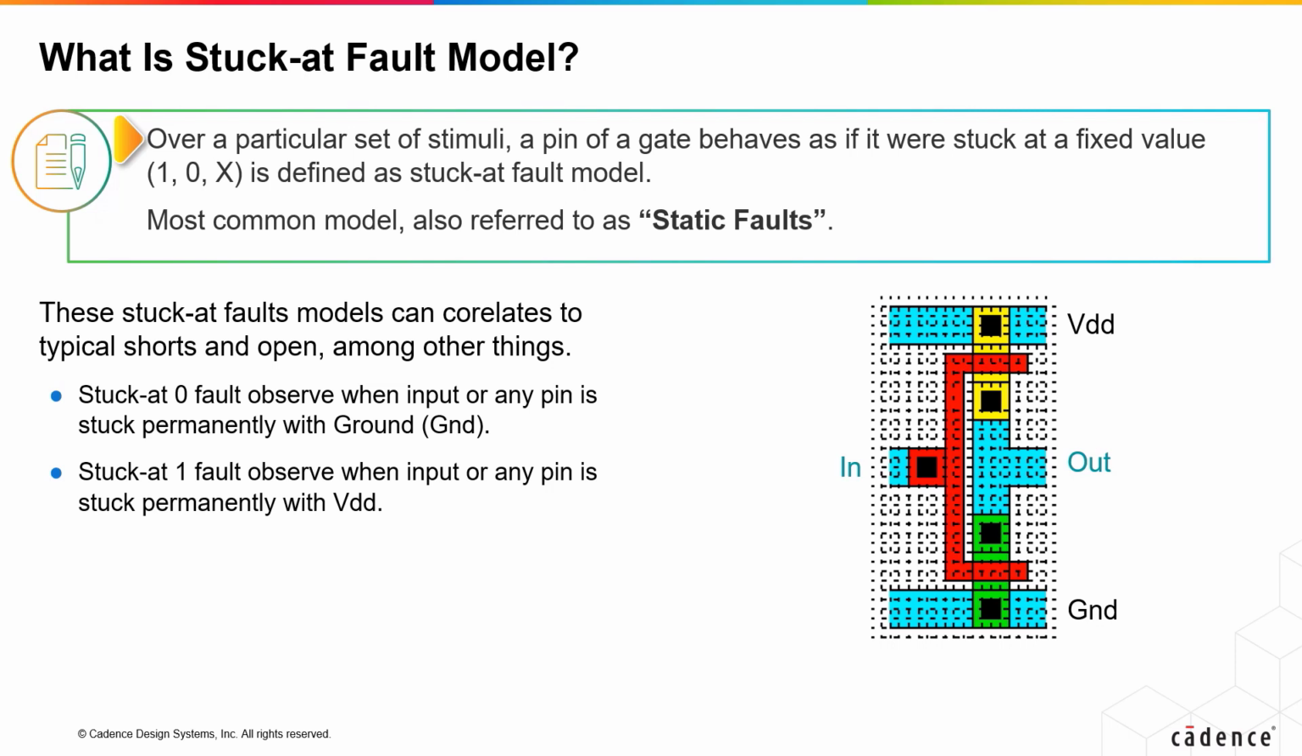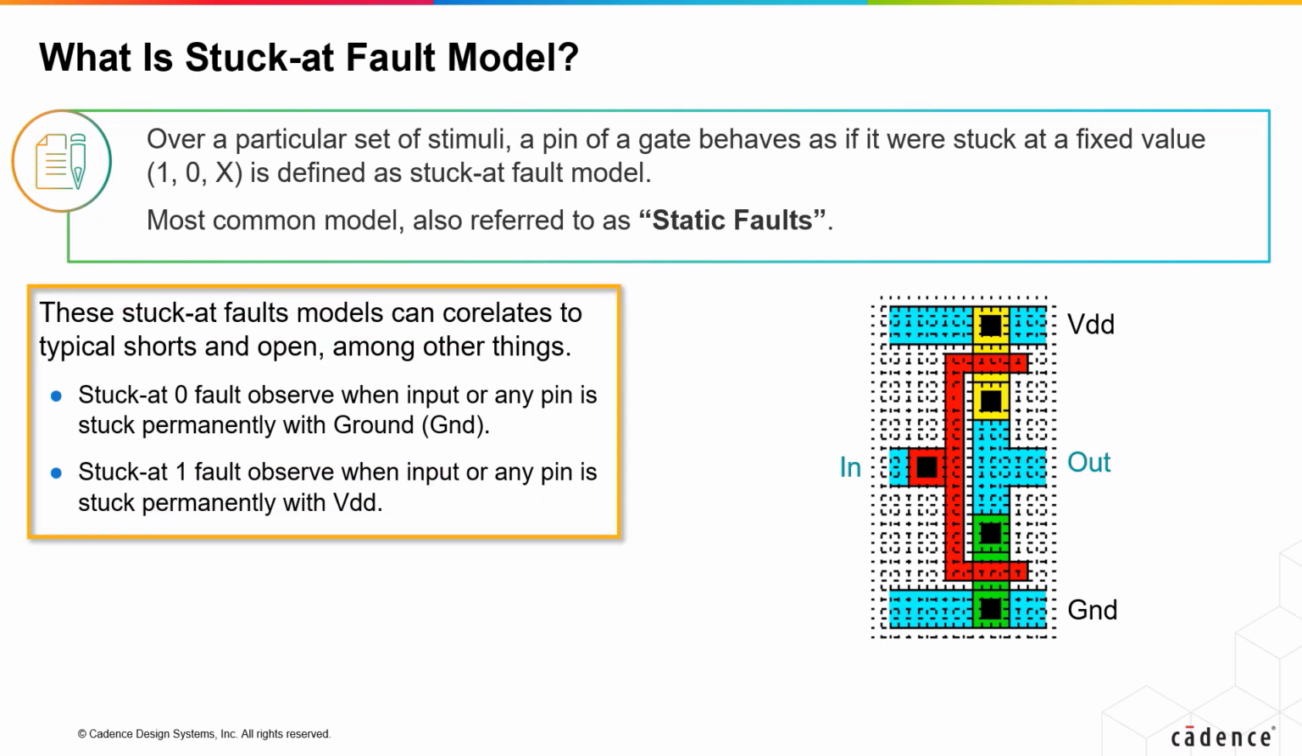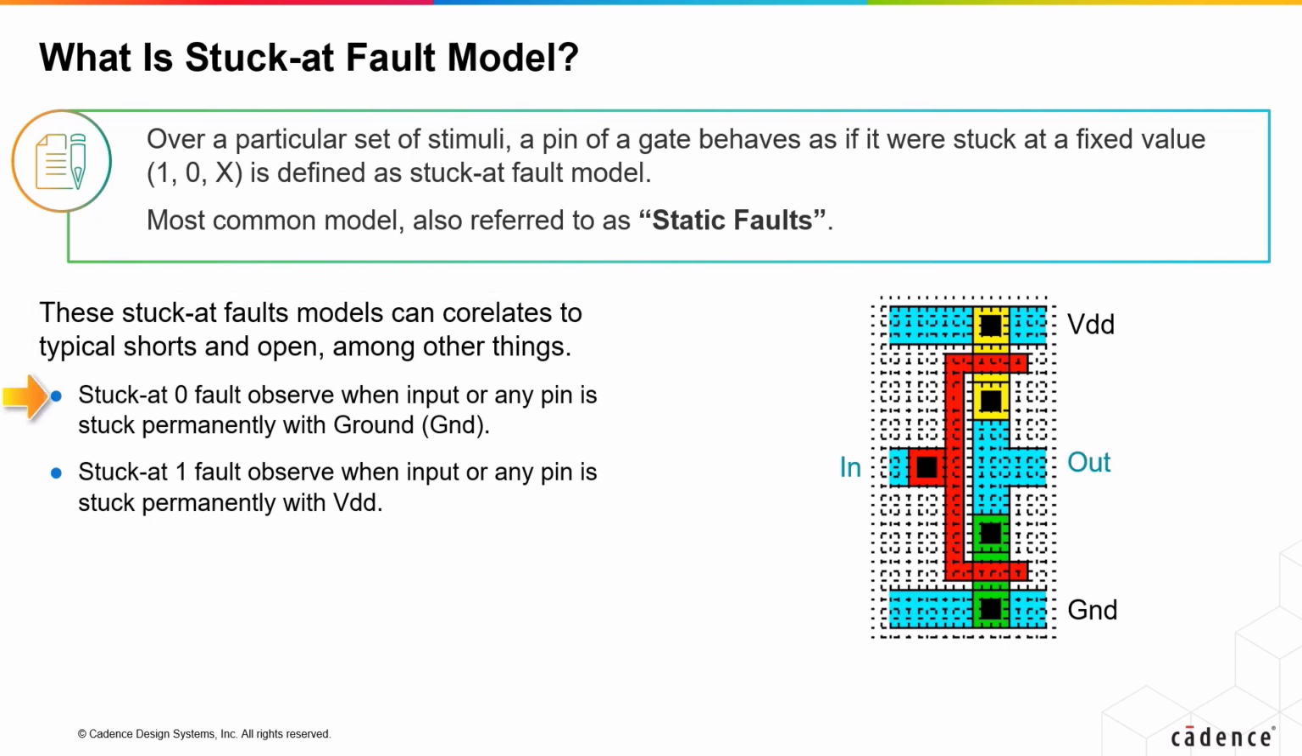The stuck-at fault model is also referred to as static faults, because the behavior does not vary with time. These days, most companies are pushing to achieve 99% stuck-at fault coverage. These stuck-at fault models can correlate to typical shorts and opens, among other things. Stuck-at 0 fault is observed when an input or any pin is stuck permanently at ground. Stuck-at 1 fault is observed when an input or any pin is stuck permanently at VDD.